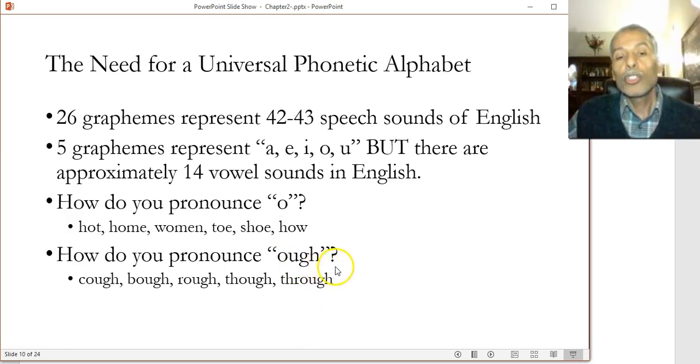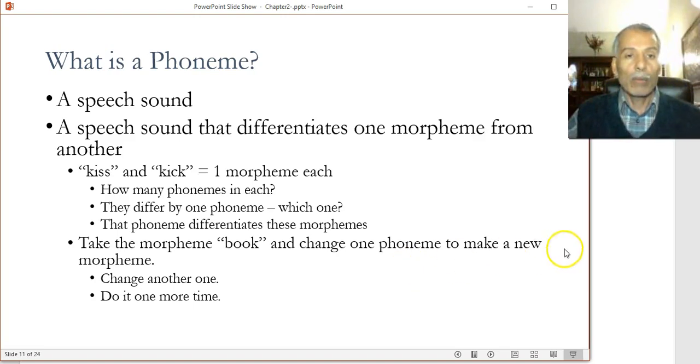And also O-U-G-H in these words. You say it here as cough, and here you say it as bow, and here rough, and here through, though, and here as through. So there is so much variation. It is hard to find rules that you can stick to, and of course that makes it hard for people who are learning English to learn it fast, because of the absence of rules in that regard.